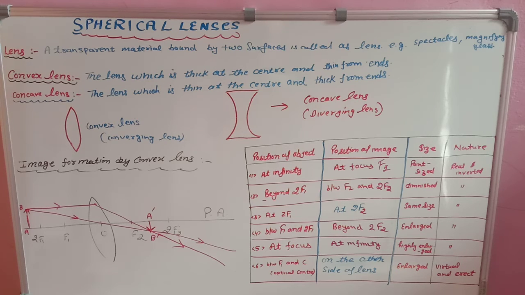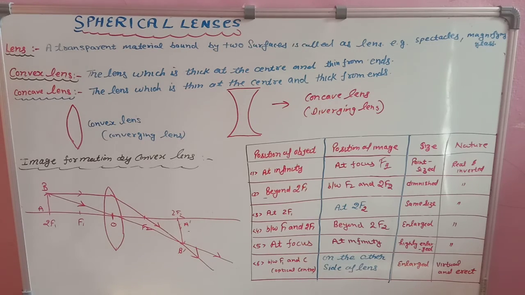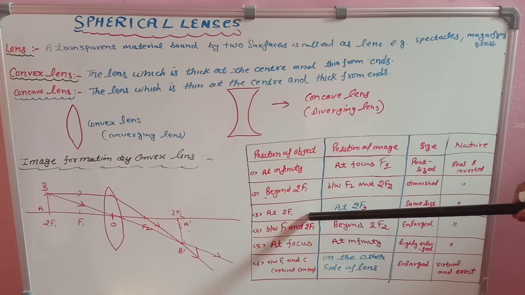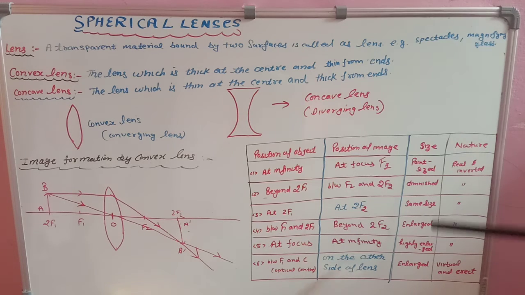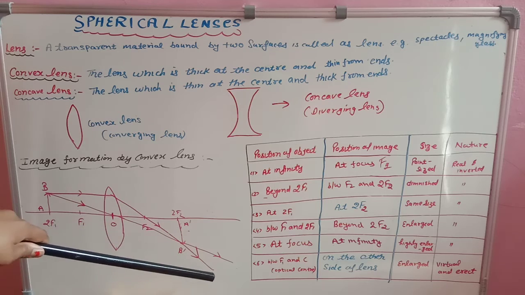Let us draw ray diagram third. So let us say ray diagram third, in which your object is at 2F1 and image will be formed at 2F2, which will be of same size. So I have already drawn. You can see the convex lens, F1, 2F1, F2, 2F2. The object I have placed at 2F1. First ray will go straight. It will pass through F2.